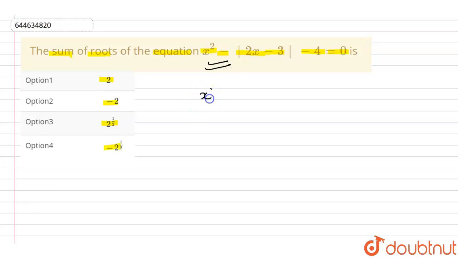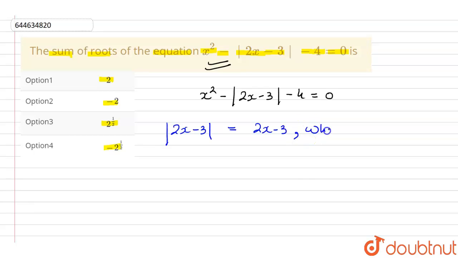So the equation given to us is x square minus mod of 2x minus 3 minus 4 is equal to 0. Now this particular mod value can have two particular values. So mod of 2x minus 3 is equal to 2x minus 3 when the value of 2x minus 3 will be greater than 0. So from this we can get the value of x. The value of x will be greater than 3 by 2. Okay, so mod of 2x minus 3 will be equal to 2x minus 3 for x greater than 3 by 2.